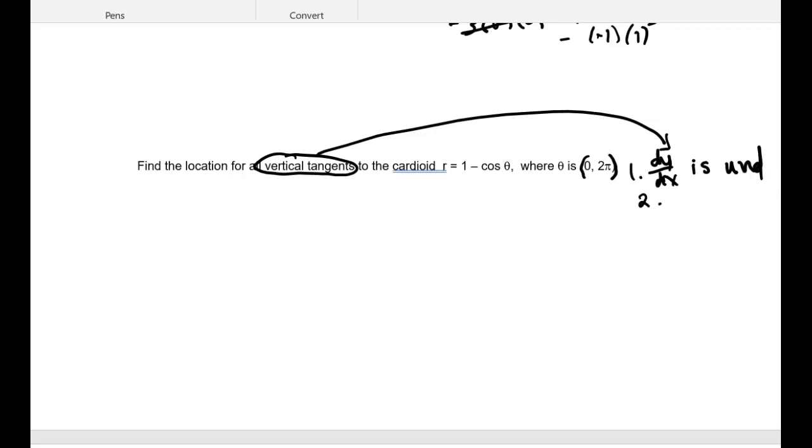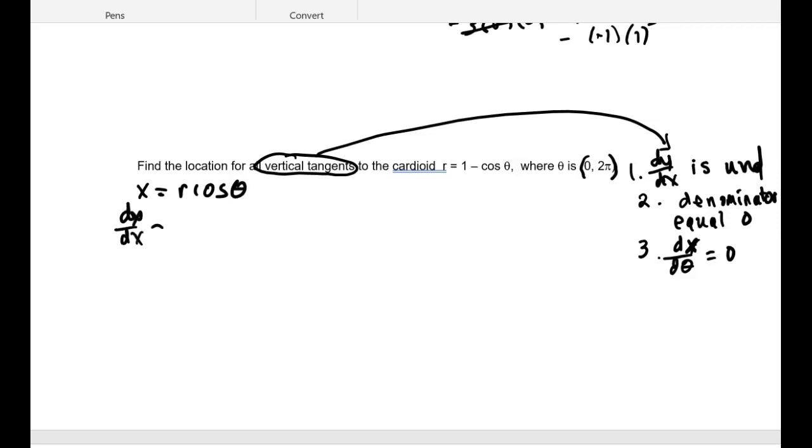Second thought then would be, all right, if our derivative is undefined, that would mean our denominator would have to equal 0. And then that would give us the next thought. In a derivative for polar, it's dy/dθ divided by dx/dθ. So what we are basically saying is dx/dθ would have to equal 0, because that's the denominator when we do these. Okay, so x is r cosine of theta, and dx/dθ, just a product rule.